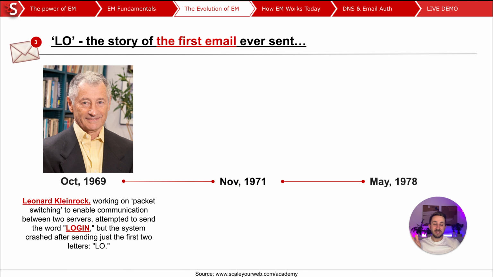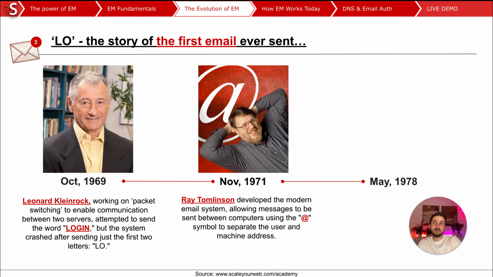So basically the first email ever sent, the first email sent in the history of email marketing, was just letters LO, like "lo," and it was in the 1970s. But actually that wasn't really the ancestor of the first emails, because the system was still completely different, but that was the beginning.